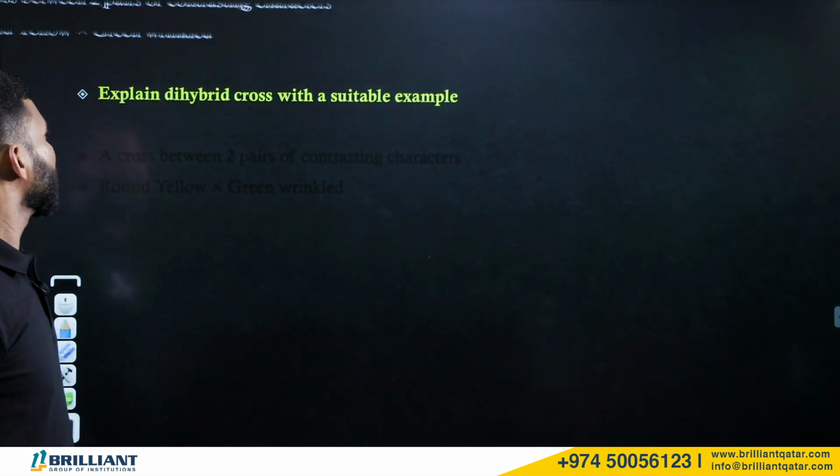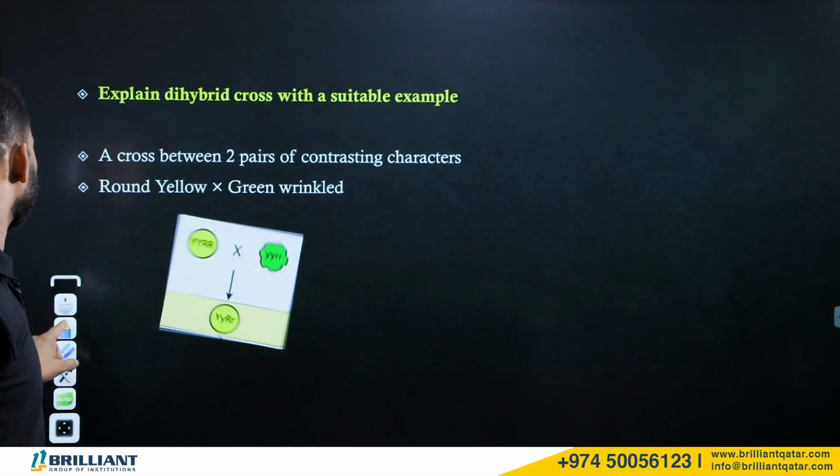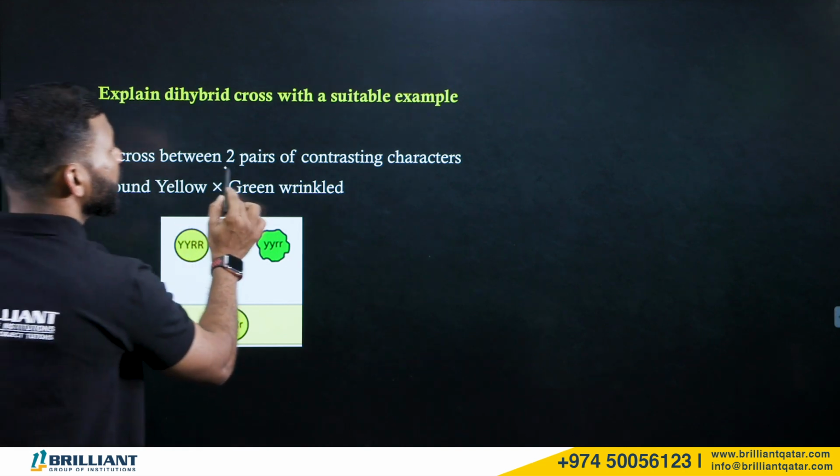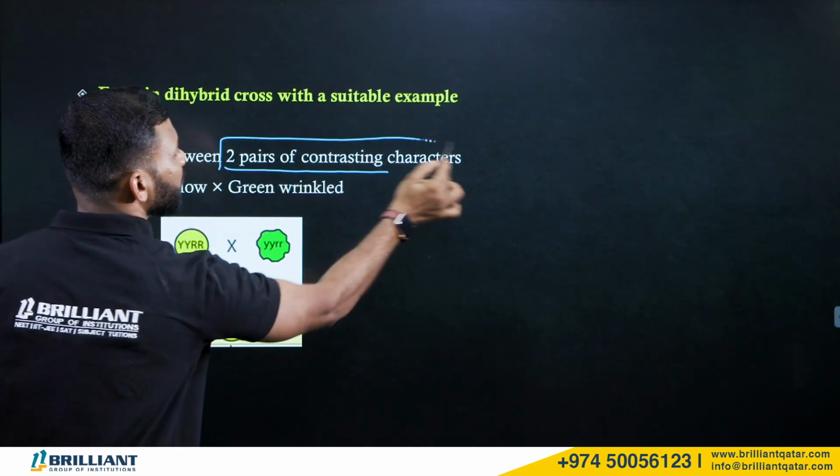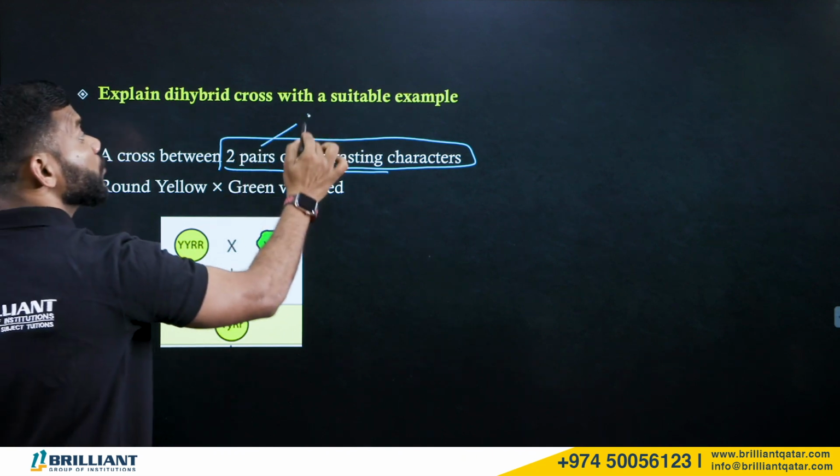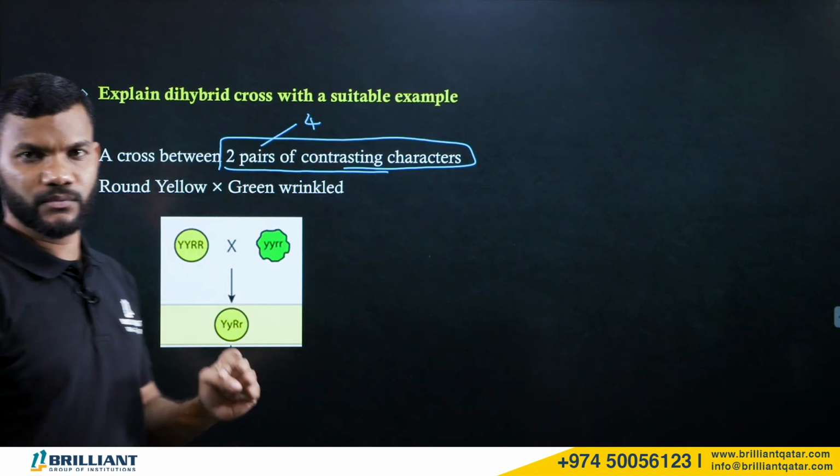Okay, let us discuss that. First, what is a dihybrid cross? Yes, it is a cross between two pairs of contrasting characters. Two pairs means what? Two pairs means four. Four characters we have to cross.